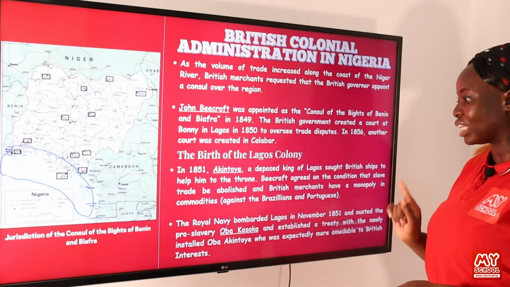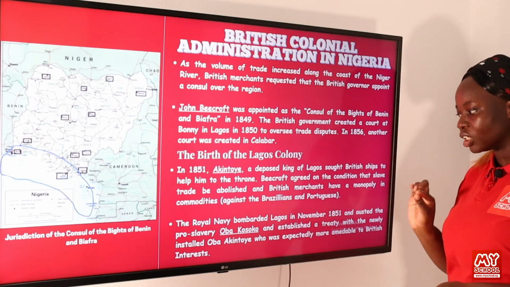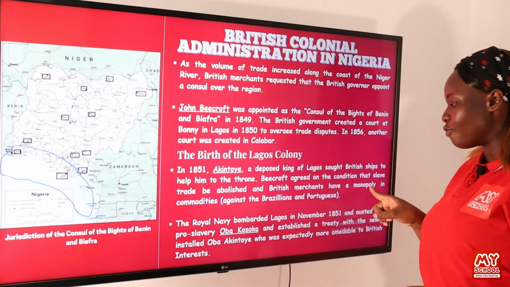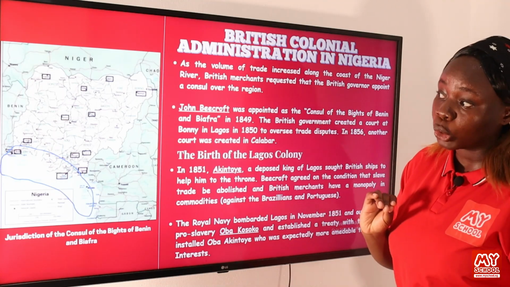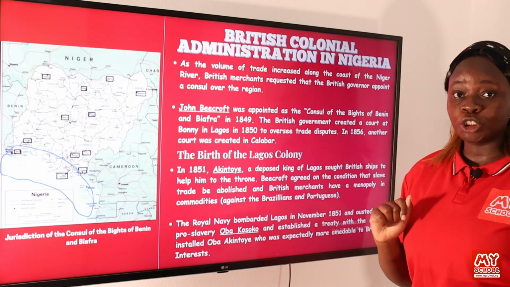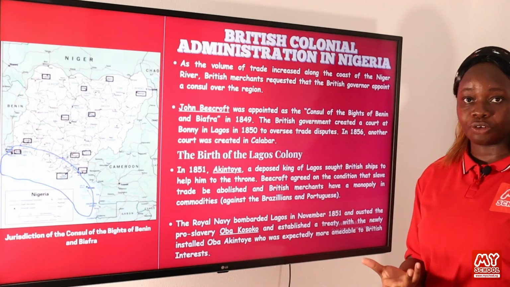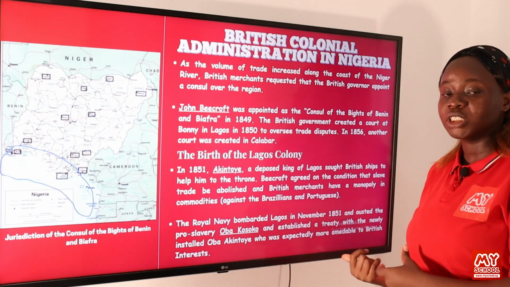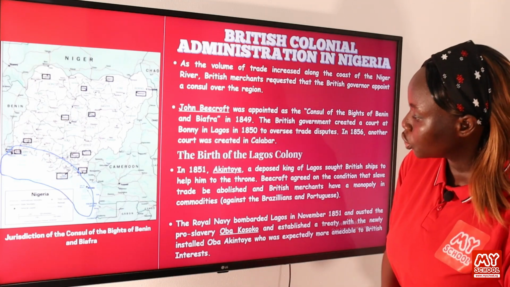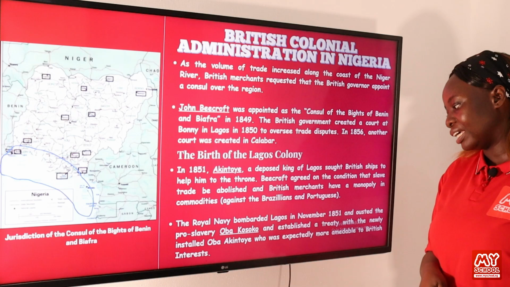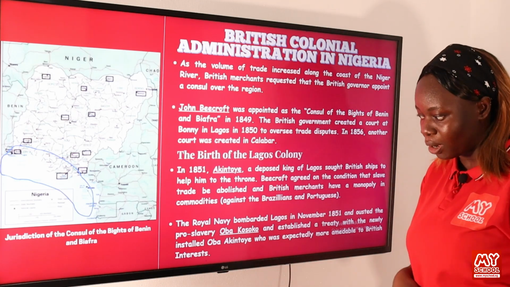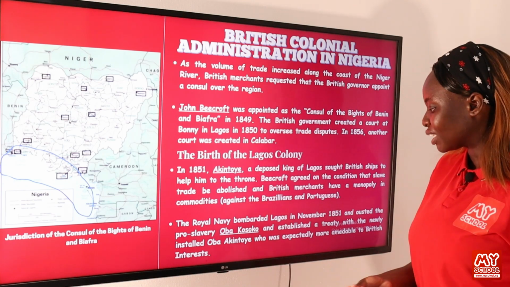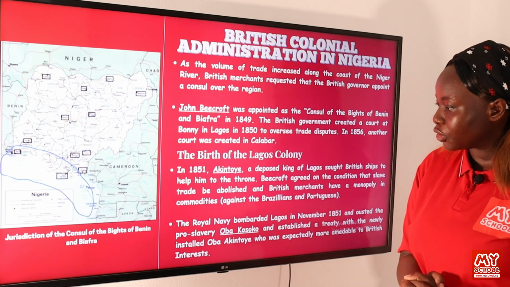Beecroft agreed on the condition that slave trade be abolished and British merchants have a monopoly in commodities against the Brazilians and Portuguese. So when they have a monopoly, they'll be able to buy all of the goods from the Lagos people without them selling it to other European territories. So that was the treaty that would be signed with Oba Akintoye if he was able to help them to win the war. So the Royal Navy bombarded Lagos in November 1851 and hoisted the pro-slavery Oba Kosoko and established a treaty with the newly installed Oba Akintoye, who was expectedly more amenable to British interests.